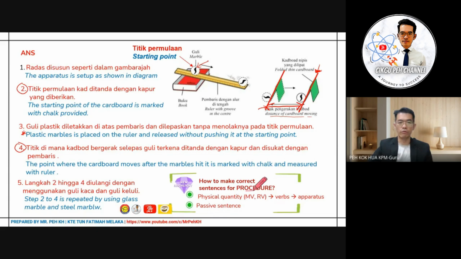So if you fulfill all of the tips just like I gave you, where you have to give first MV and first RV, then repeat your steps with other MV and RV, you can get the full marks.